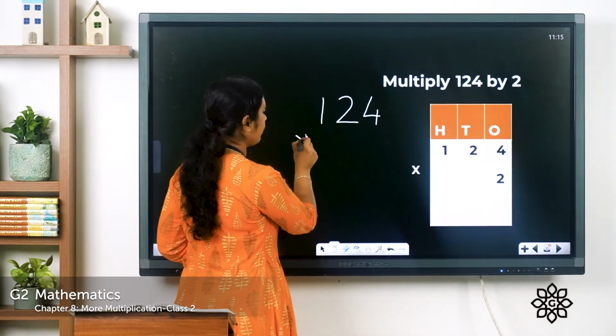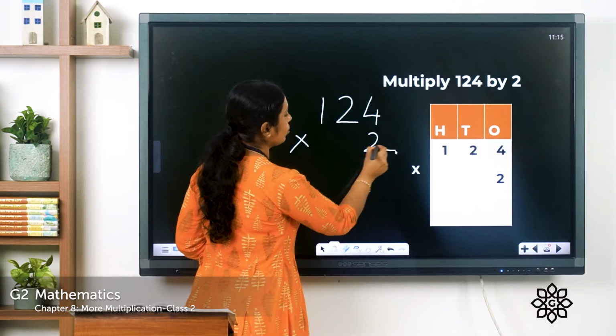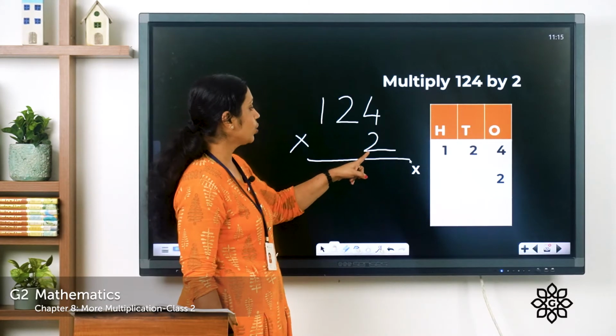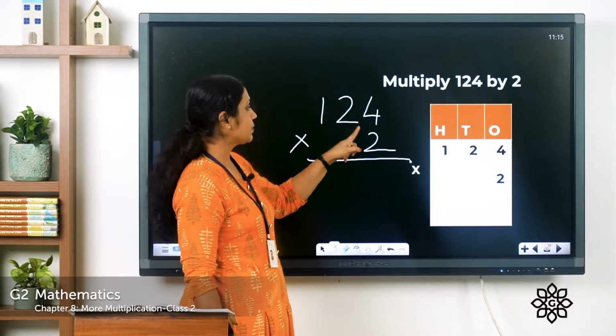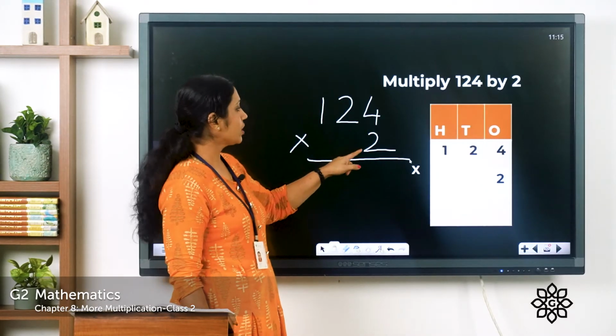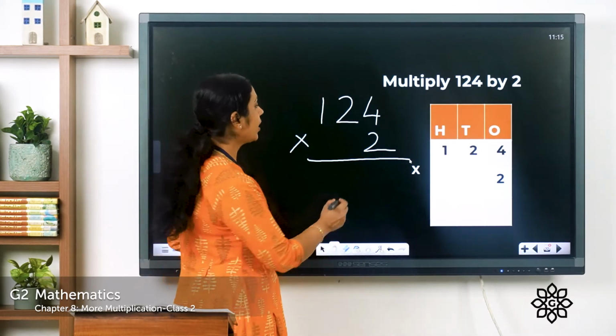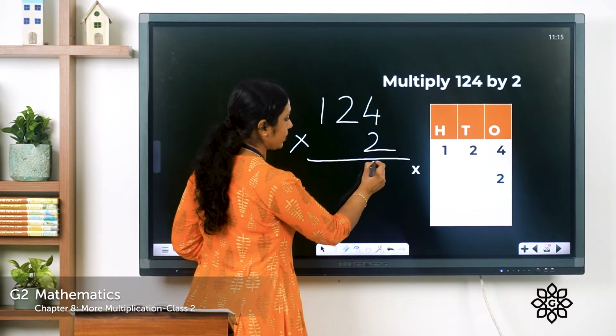So insert the × symbol and write 2 in the ones place. Now we'll start multiplying. We have to multiply this 2 with the ones place, tens place and hundreds place. So first we'll start with the ones place. 2 4s are 8. Write it here in the ones place.